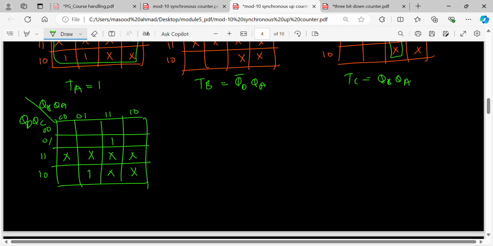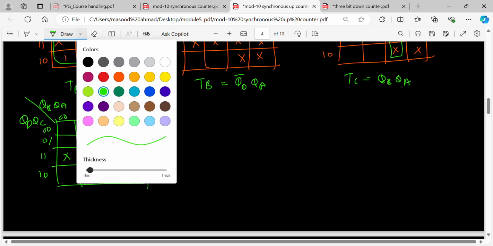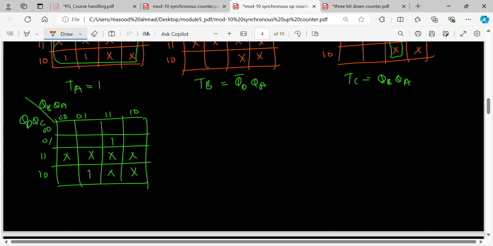So what I can do is I can go for this 4 and I can go for this 2. I can show you that I can go for this 4, this 4. So this 4 I can go for. Then I can also go for this 2. Then I can write the expression. Once I write the expression, I need to draw the circuit diagram.